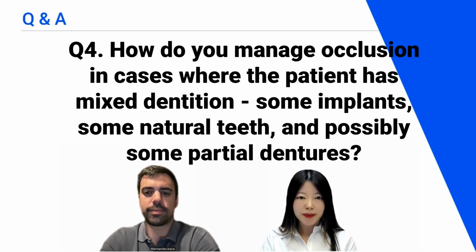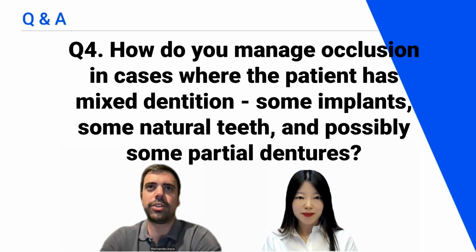Question number 4. How do you manage occlusion in cases where the patient has mixed dentition: some implants, some natural teeth, and possibly some partial dentures? As we said in the other question, we probably need to think about everything before we start. If the patient has had the implants, dentures, teeth and crowns done in another practice, we probably need to think about reorganizing that occlusion.